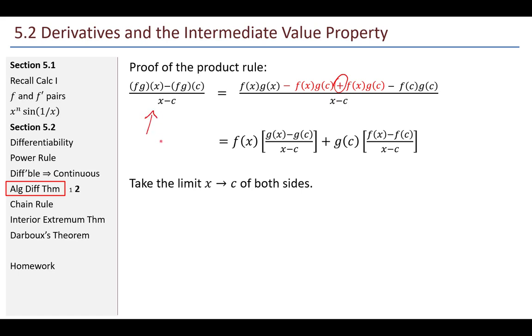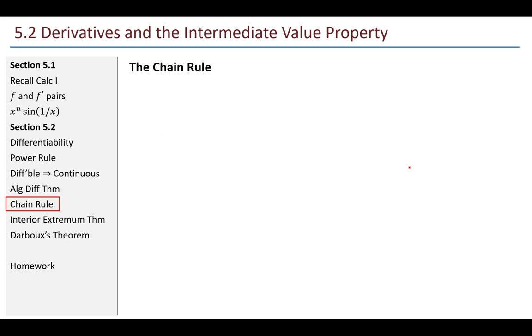On the left, that just turns into the derivative of the product. And on the right, we end up with f of c g prime of c plus g of c f prime of c, and that is the product rule. Alright, not too bad. Let's take a look at the chain rule. The chain rule is not one of the 4 parts in the algebraic differentiation theorem, but its proof isn't too bad either. Here's a short version of the proof.